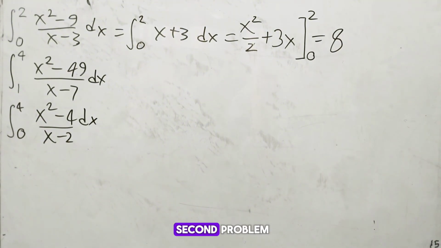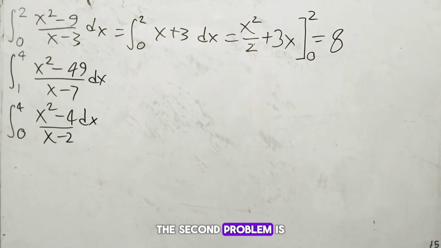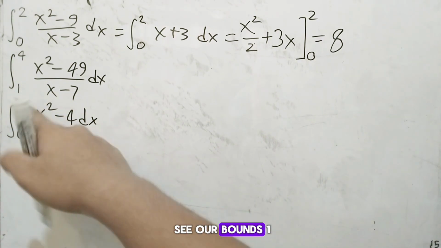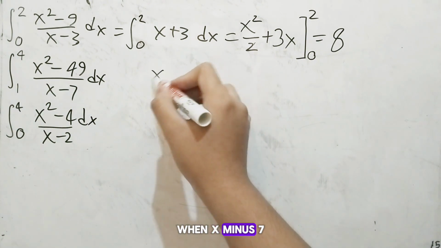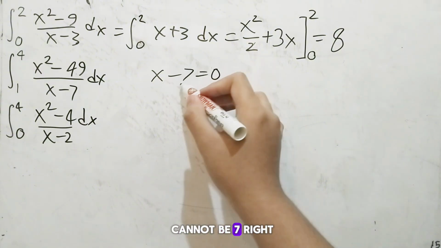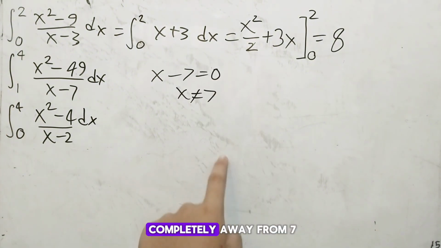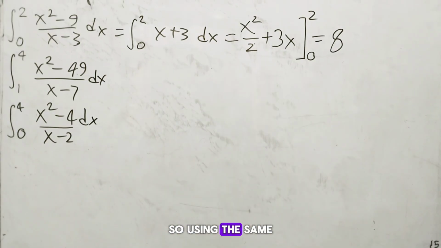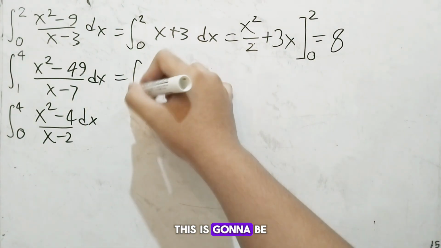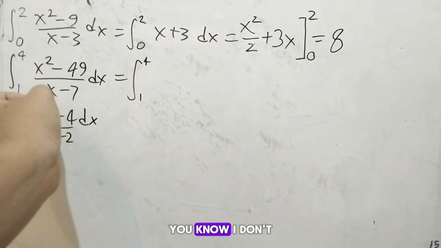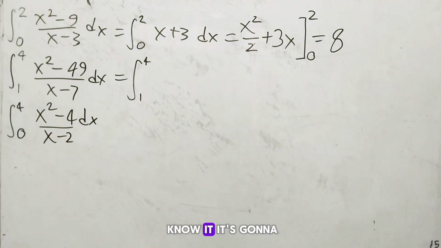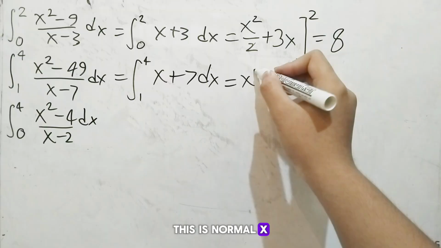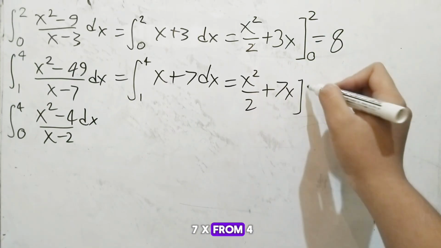Now how about the second problem? Well, the second problem is kind of similar to this one, because x minus 7 cannot be 0, so x cannot be 7. Our bounds, 1 and 4, are completely away from 7, so it is safe to use the same method we did. Using the same method, this is going to be the integral from 1 to 4 of x plus 7. I don't really write it out, you guys have to know it. Integrate this as normal: x squared over 2 plus 7x from 1 to 4.